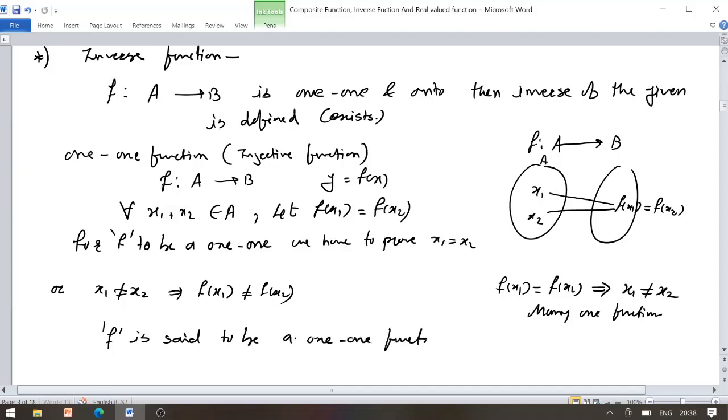or you might say the injective function.